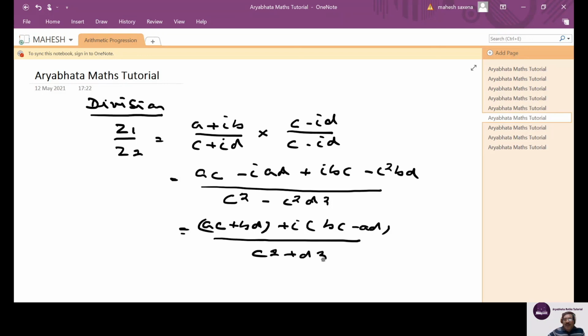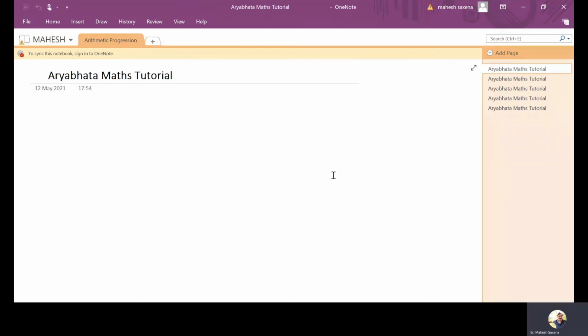So these are the four operations in complex numbers, that is addition, subtraction, multiplication, and division. It is all for today. Thank you.